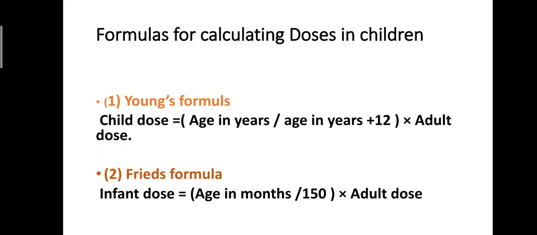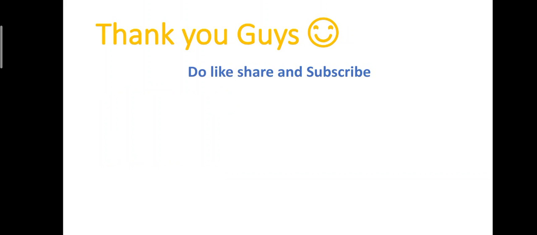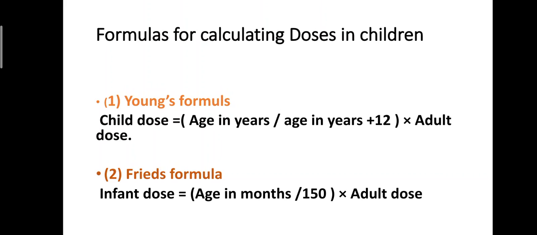Formulas for calculating doses in children. There are two formulas. First, Young's formula. Child dose equals age in years upon age in years plus 12, into adult dose. This is the way of calculating dose in children by Young's formula. And second, Fried's formula. Infant dose equals age in months upon 150, into adult dose.